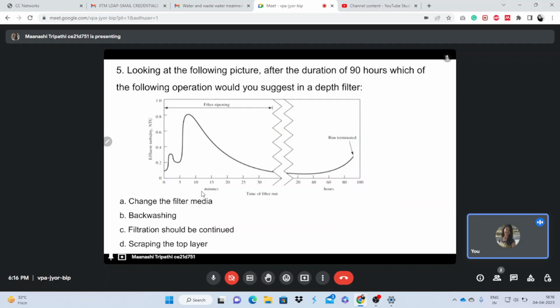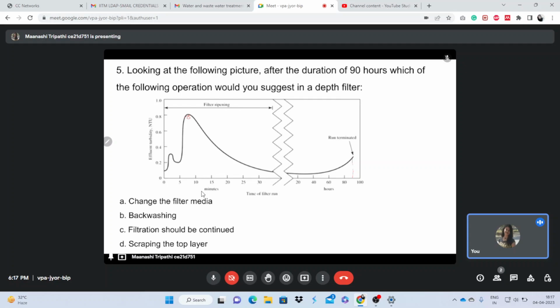Let's move towards the next question. Look at the following picture after the duration of 90 hours. So look at the time here. After 90 hours, it means here. Which of the following operations would you suggest in a depth filter? Here we are talking about effluent turbidity. At the time of the filter ripening stage, we do not use the water. First there will be a little bit of increase in turbidity in the effluent. After that it will start decreasing.